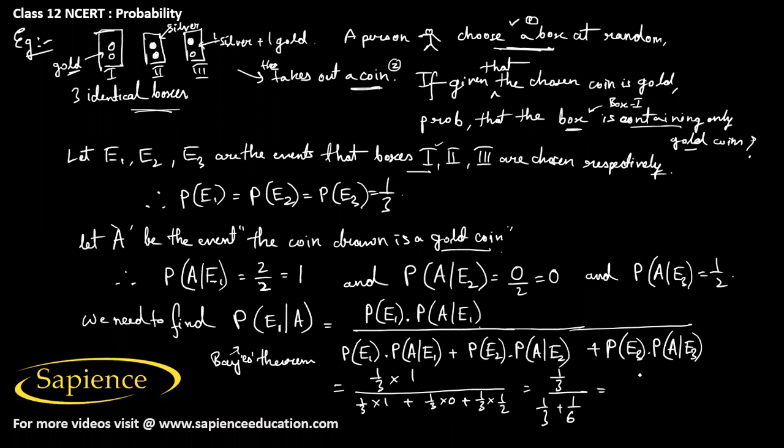So then we will get 1 by 3 divided by, this is obviously 2 by 6, so this is 3 by 6. So then we'll get 1 by 3 into 6 by 3. So 3 twos are 6, 3 ones are 3. So the answer is 2 by 3. So 2 by 3 is the final answer.